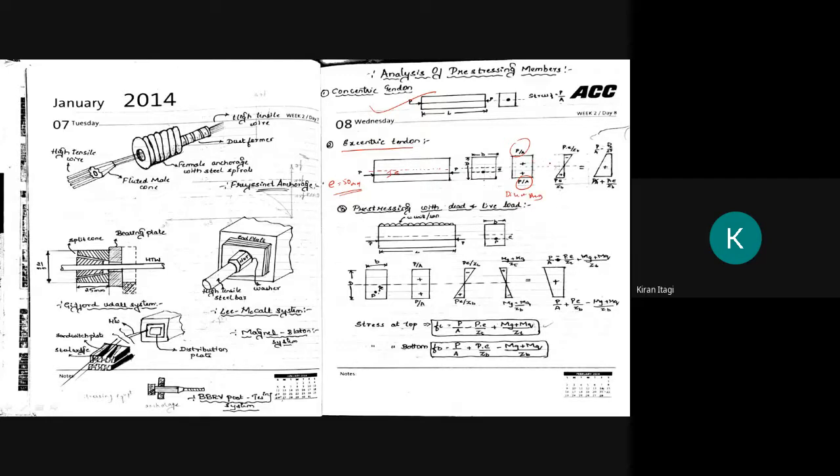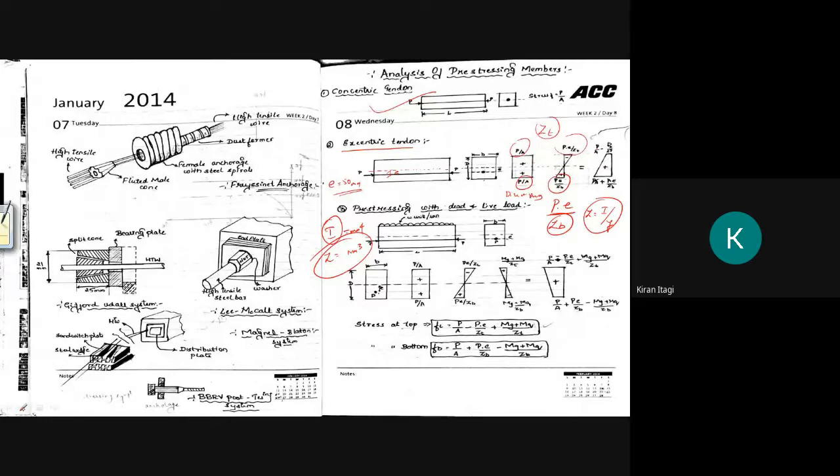Direct stress is given by P upon A, and the stress due to bending moment is P multiplied by E divided by Z. ZB means bottom, and ZT is at the top, the section modulus. How do you calculate the section modulus? That is I upon Y. In the last class I said to go through some basics of how to calculate the I value, that is the moment of inertia, which is in mm raised to 4, and the section modulus, that is mm cube. So not that much problem is there.